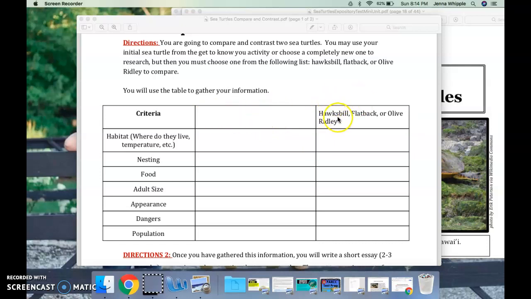Then you would choose either Hawksbill, Flatback, or Olive Ridley to research to compare to your green sea turtle. You don't do all three of these, you pick one. So whichever one you want to do, you can highlight, or you can just delete the other two and leave it there. And then you'll research that information and put it here.